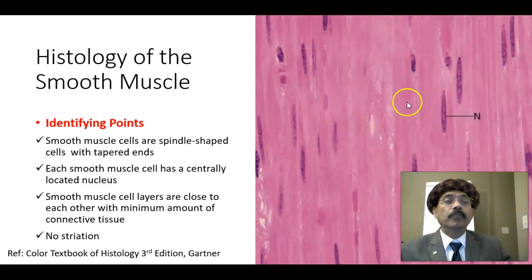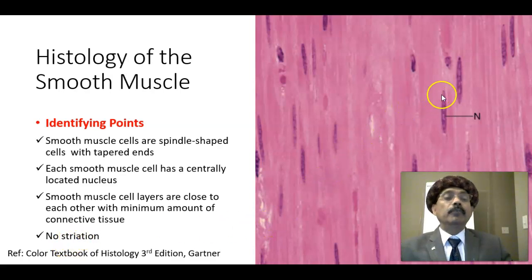This is the longitudinal section of the smooth muscle. The muscle cells have very thin endomysium, connective tissue around the muscles, with minimum connective tissue. So the smooth muscle with spindle-shaped appearance, with minimum connective tissue, has no striations. They have actin, myosin, tropomyosin, but these are not well organized, so there are no striations.